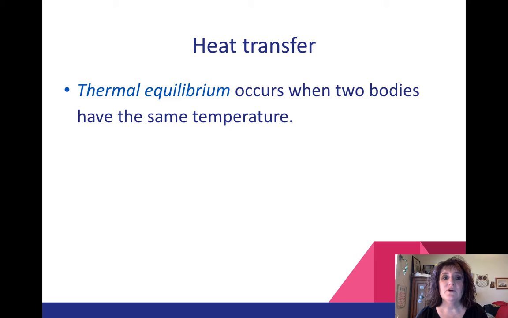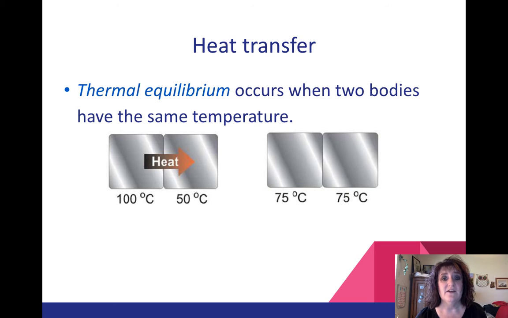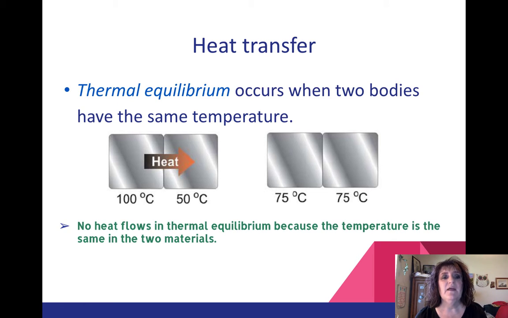Thermal equilibrium occurs when two bodies have the same temperature. If I put two steel plates next to each other, one at 100 degrees Celsius and one at 50 degrees Celsius, the heat will flow from the higher temperature to the lower temperature until they are both 75 degrees Celsius. No thermal energy or heat flows during thermal equilibrium because the temperatures are the same.